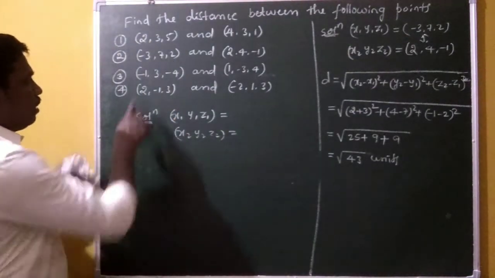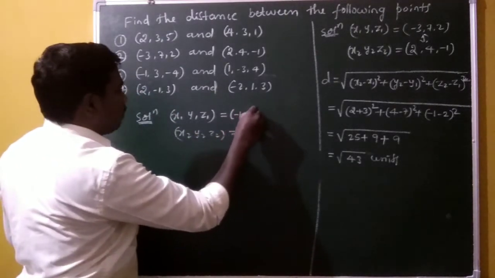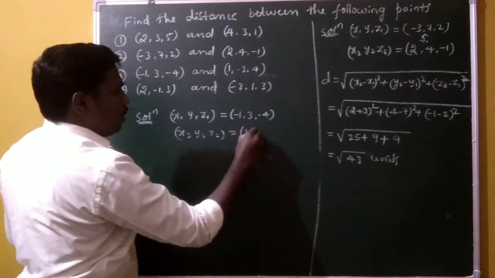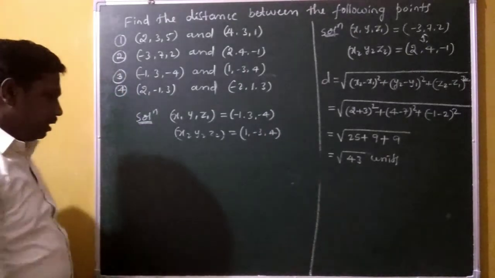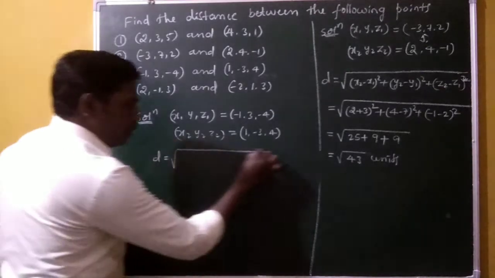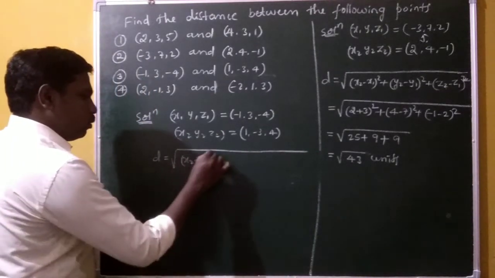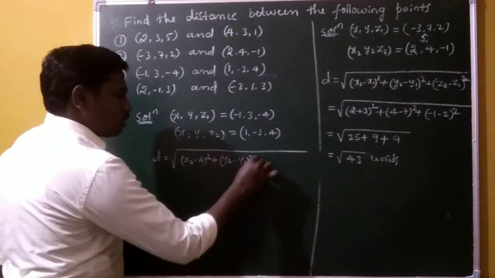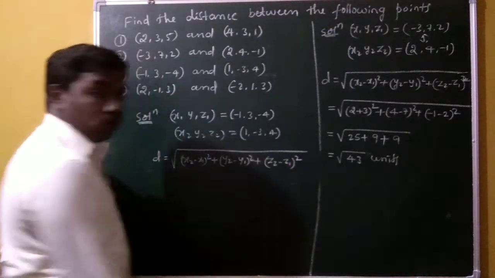So third one, what is there? So minus 1 comma 3 comma minus 4. The second point is 1 comma minus 3 comma 4. Again, the formula, you must write the formula for every problem. So D is equal to square root of what? x2 minus x1 whole square plus y2 minus y1 whole square plus z2 minus z1 whole square.